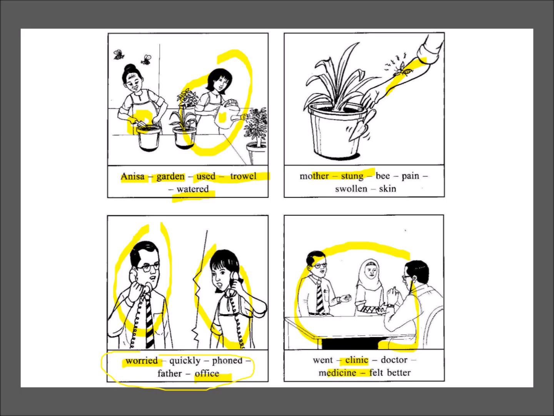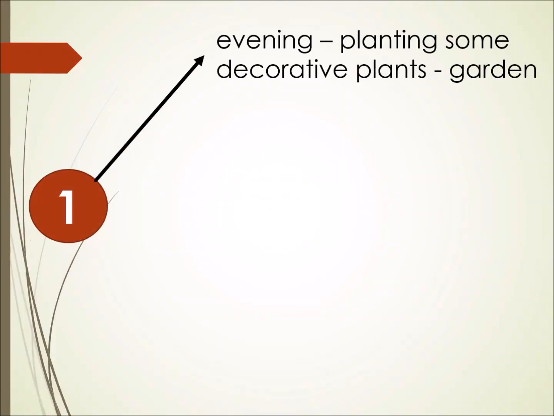So the storyline is actually very simple. A lady got stung by a bee, and then her husband took her to a nearby clinic for treatment. That's all. Let's look at the first paragraph. Again, it was a lovely evening.